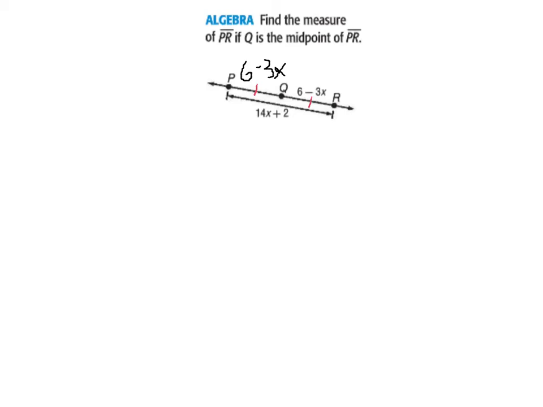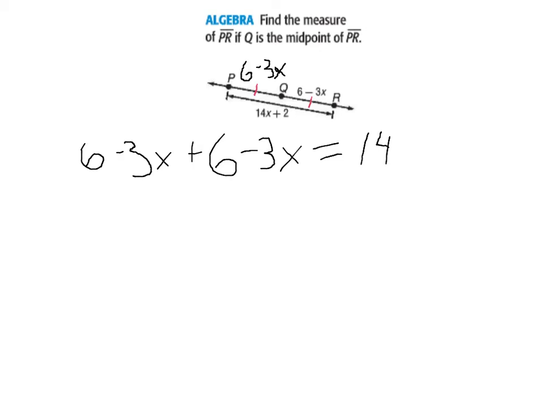Well, let's go back to lesson 1-2. If I take the two pieces of a segment and add them together, it should be equal to the whole thing. So if I say 6 minus 3x plus 6 minus 3x, those two smaller segments added together should equal 14x plus 2, should equal the whole segment.